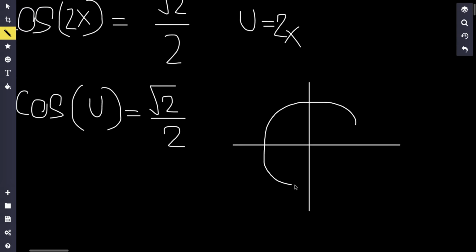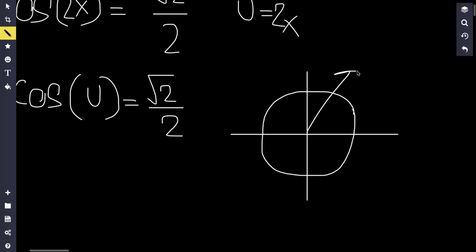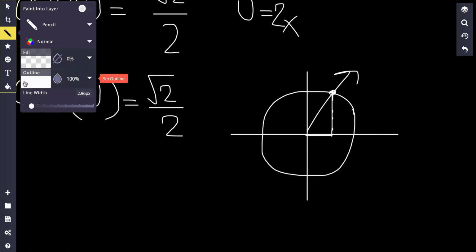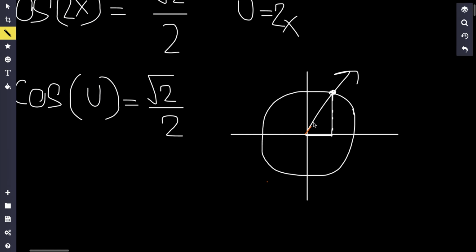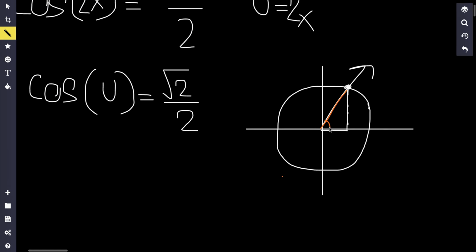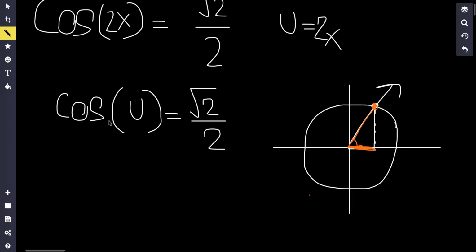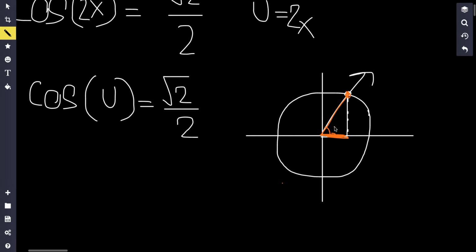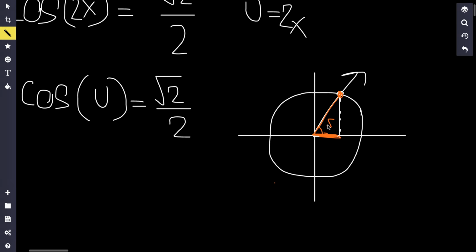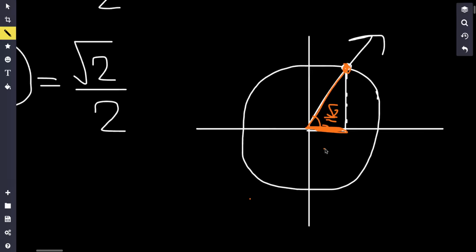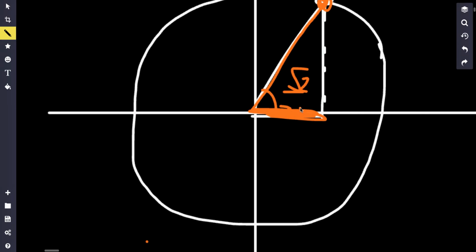Remember that cosine represents the x value. So when you create an angle, it's going to hit this point right over here, and cosine is basically going to represent the x value. If I draw this right triangle and draw my angle, it's going to hit the unit circle at some point, and the x value of this point is cosine. Now I want my cosine value to be equal to the square root of 2 over 2. This is going to be this length right over here.